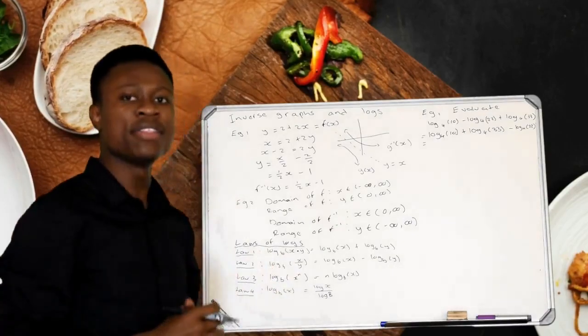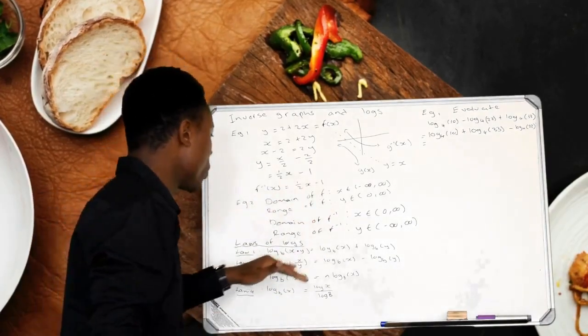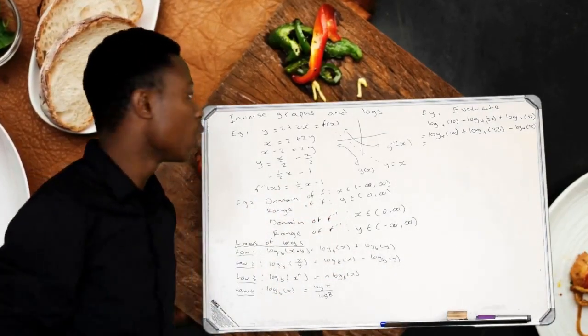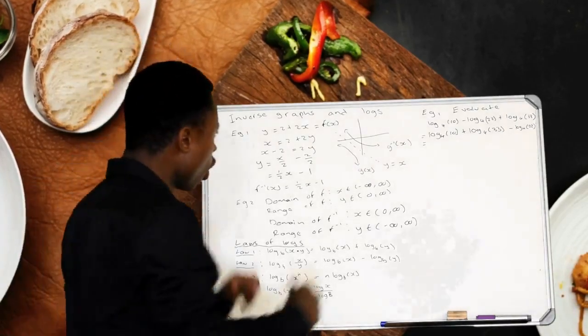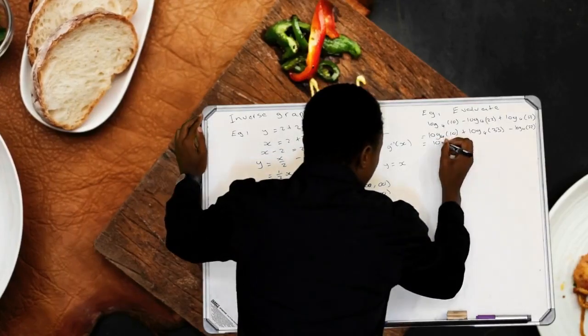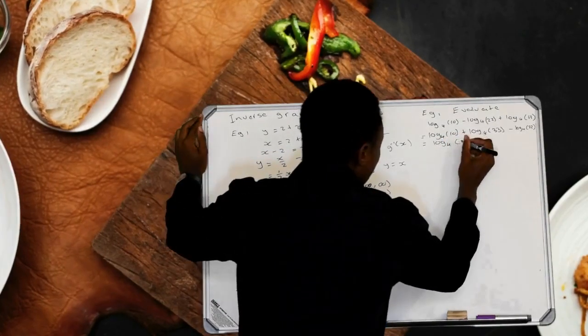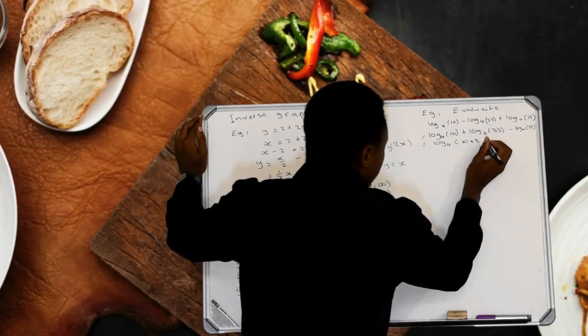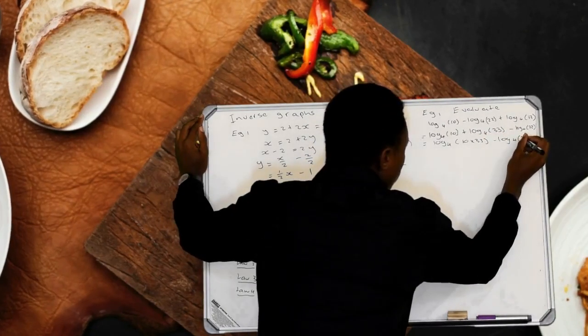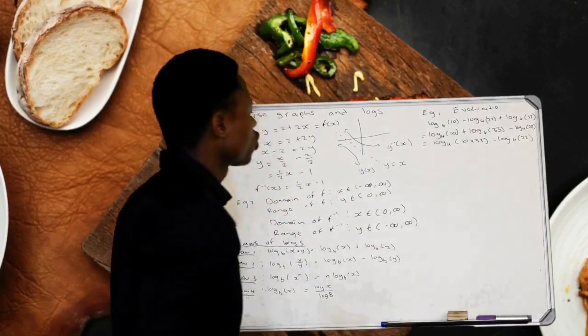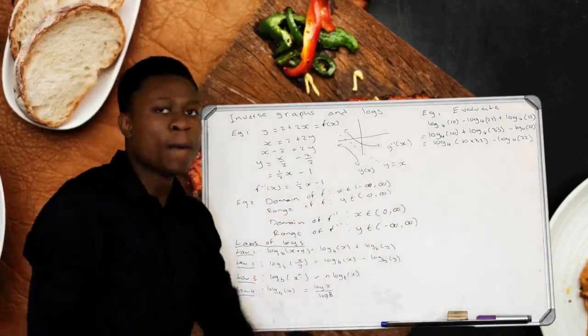How do I combine that? I use the first law, because that's what separates it into a plus. What separates it into a plus is that they were multiplying each other. So what does it mean? It means this will be log base 4 of 10 times 33, minus log base 4 of 22, right? So that's how I combine those.